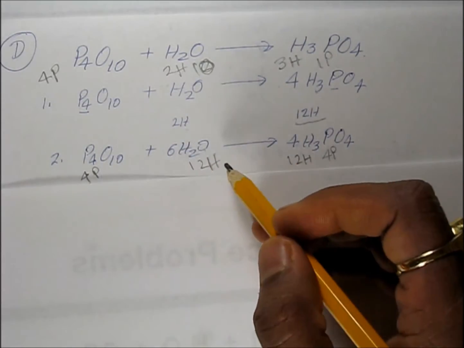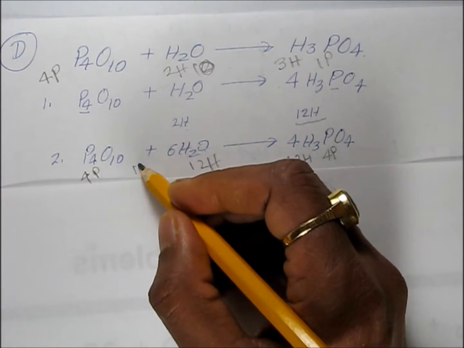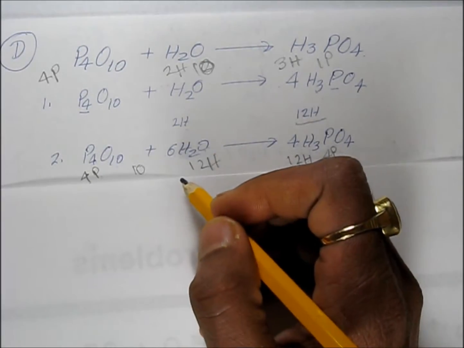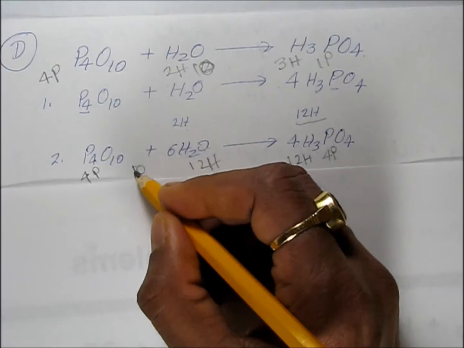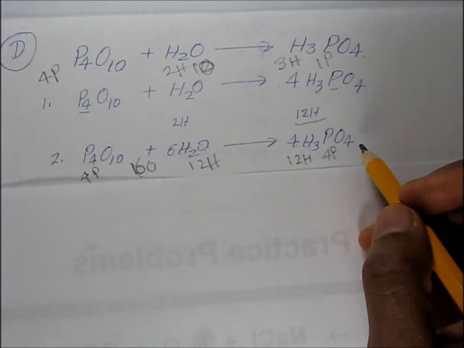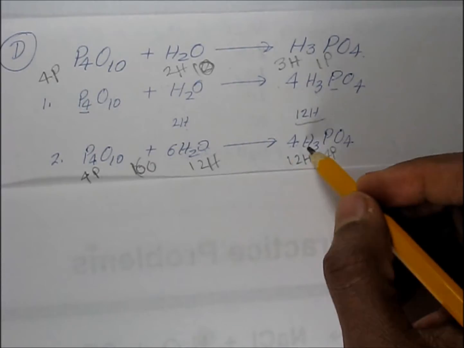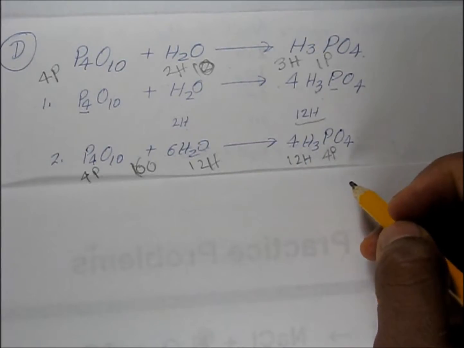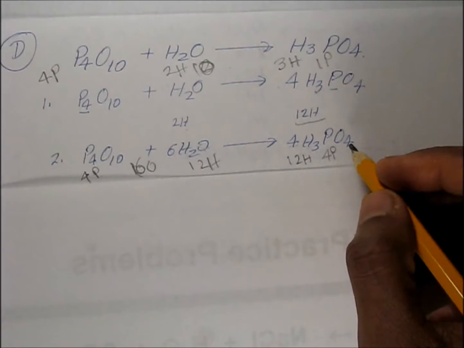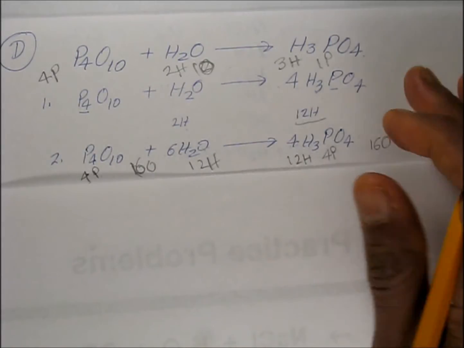Now we have to count how many oxygen atoms are there. So 10 from this molecule plus 6 from the water molecule, total 16. Total 16 oxygen on this side. Let's see how many will be there here. So coefficient 4 means 4 molecules of phosphoric acid, and each molecule of phosphoric acid has 4 oxygen atoms. So 4 multiplied by 4, 16. So oxygen is also balanced.